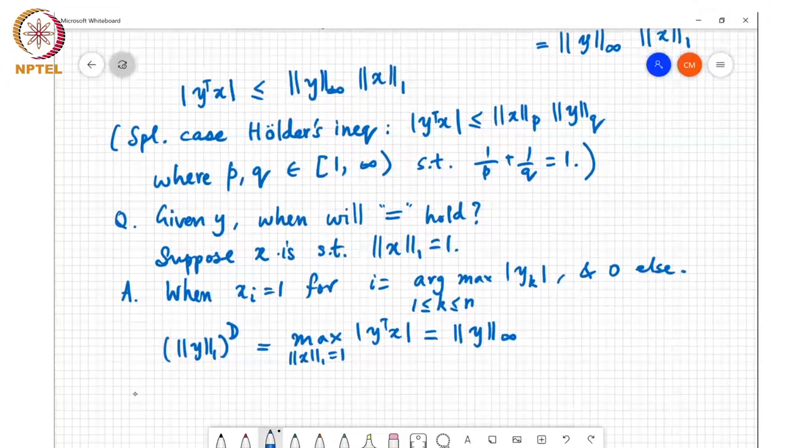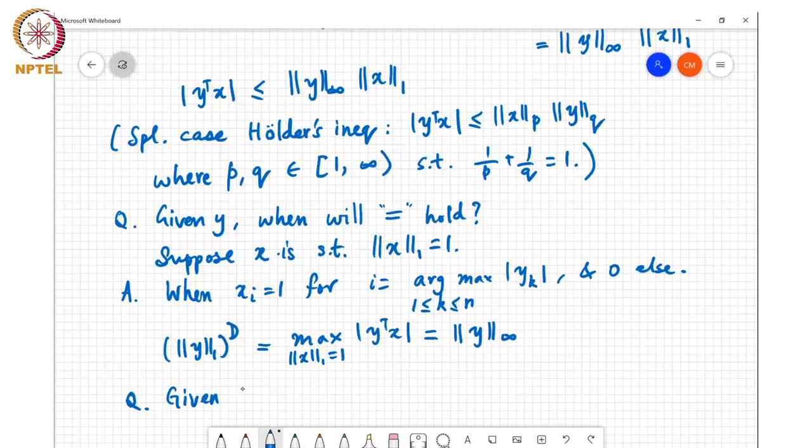And similarly, I can ask the alternative question. In other words, what I'm trying to show you here is how to find the dual norm. Given a norm, we ask what is the dual norm of a given norm. This is how you solve it. So for a given x, when will equality hold?